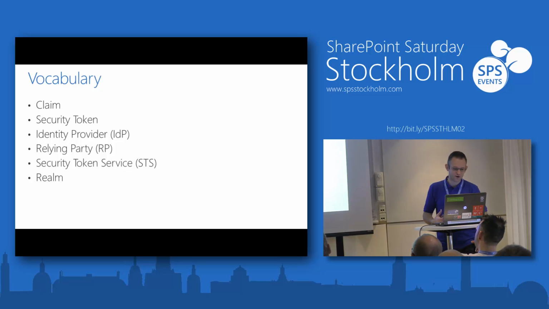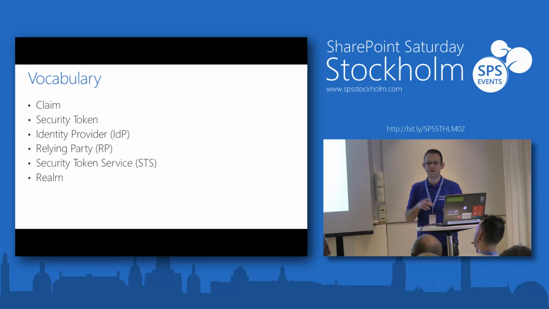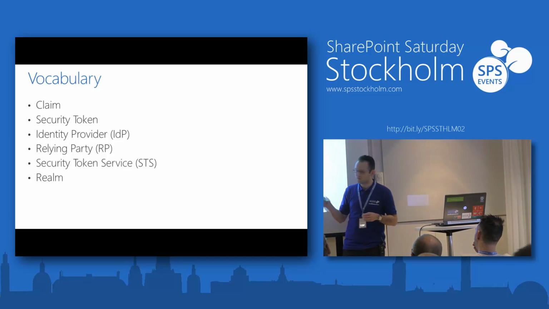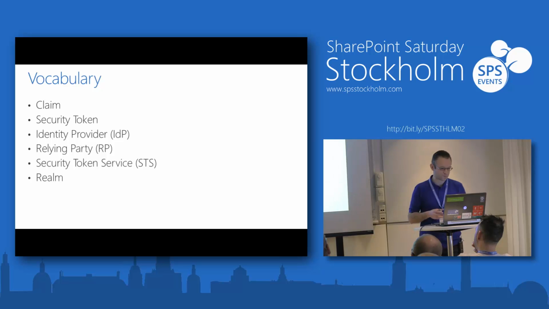So we discussed claims and security tokens. Now we've got the identity provider. For SharePoint, the identity provider is ADFS. That's the one that hands out the claims. Then we've got the relying party, and relying party is what SharePoint is to ADFS. So the identity provider is ADFS to SharePoint, and relying party is SharePoint to ADFS. If ADFS hands out claims to the user, they're sent to the relying party. And the security token service is also ADFS, and that is a service that creates the security tokens, signs them, and does all the authentication security checking.